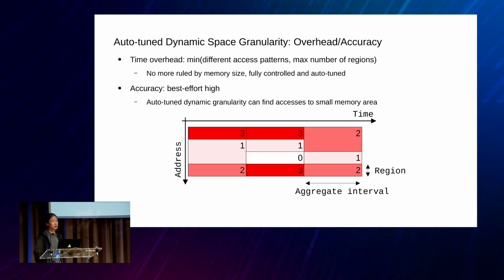And this means that the time overhead becomes the minimum of the real different access patterns of the workload and the maximum number of regions that you just set. That is, the overhead is no more ruled by the arbitrary memory size and is fully controlled and auto-tuned, because users can set the maximum number of regions, and the regions automatically become as minimal as possible. And what about the accuracy? The accuracy will be best-effort high because the auto-tuned dynamic granularity will allow DAMON to find very small regions of hot or cold memory area.